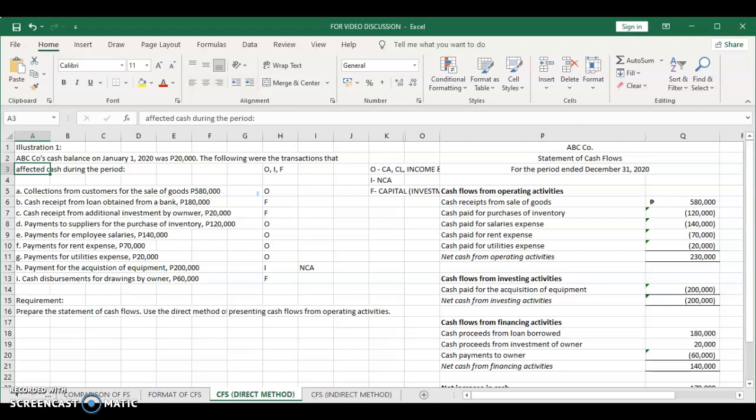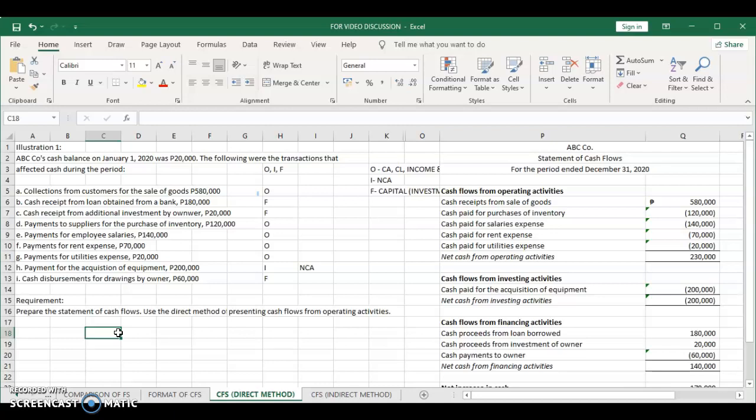Okay, hello ABM. So we will be discussing today the direct method. We already discussed the definition and the structure of the cash flow statement. So what are those activities? We have three classifications of activity: operating, investing, and financing. I have here an example of a cash flow using the direct method for the operating activities.